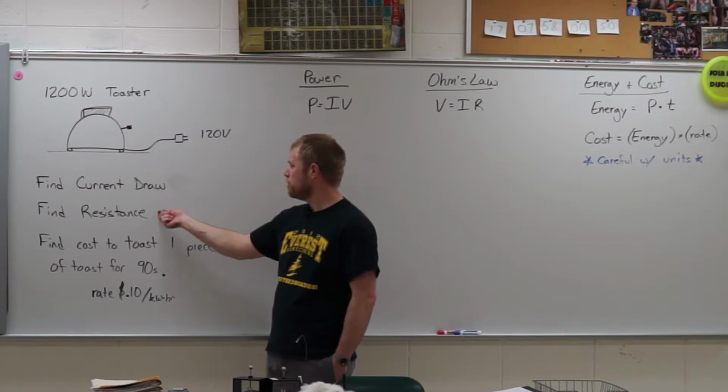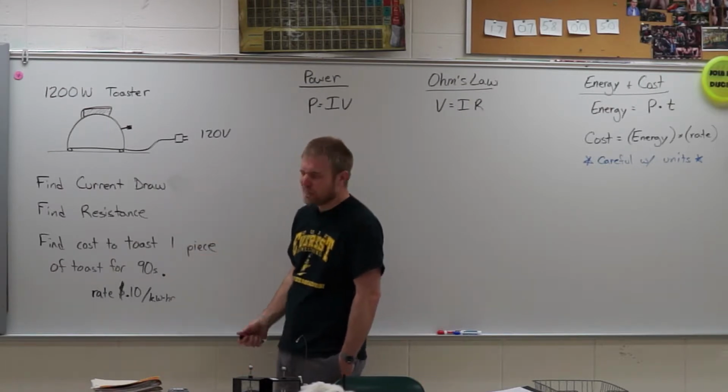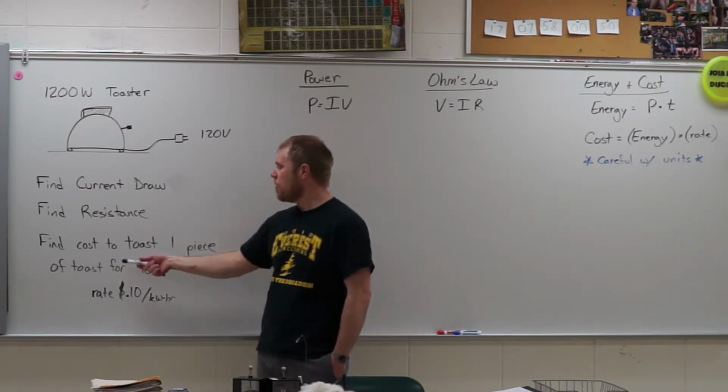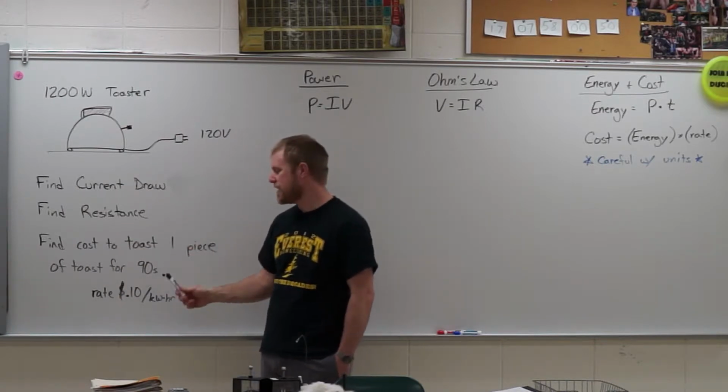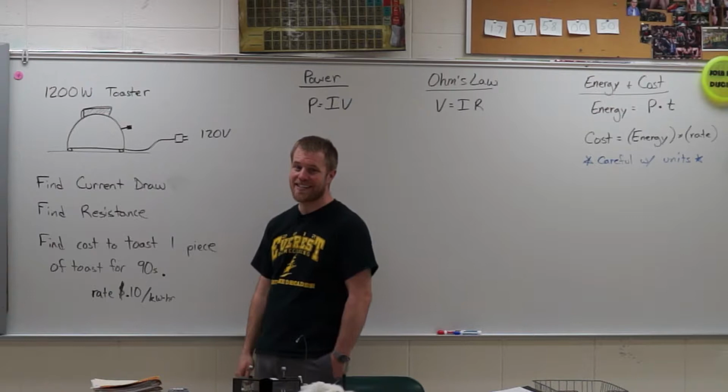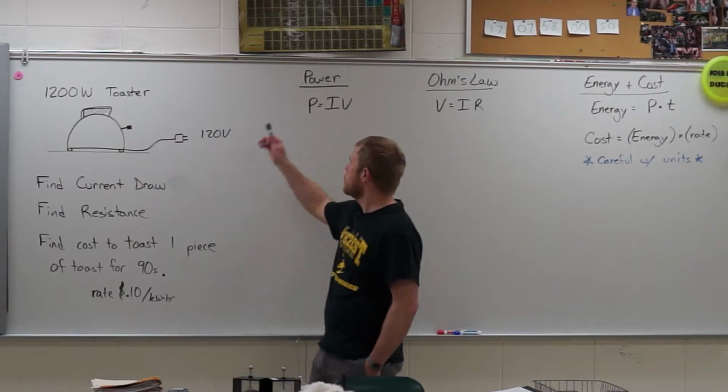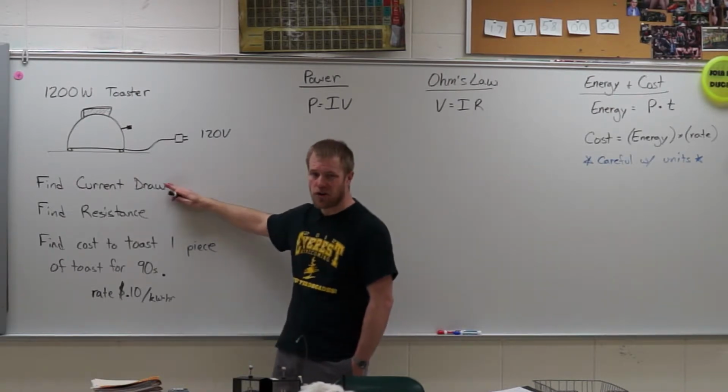We're also going to find what's the resistance of your toaster if we consider this to be a pretty uniform DC circuit. It's not, but we're just going to assume it is. All right, we're also going to find the cost to toast one piece of toast for 90 seconds. Our energy rate is 10 cents per kilowatt hour.